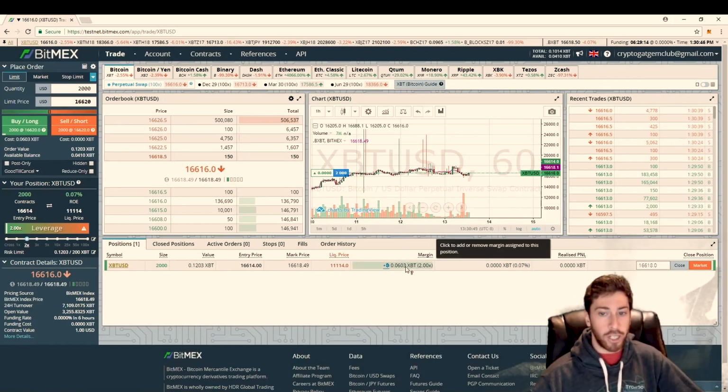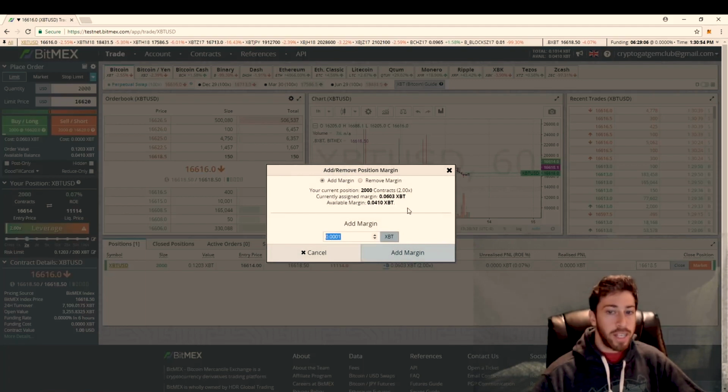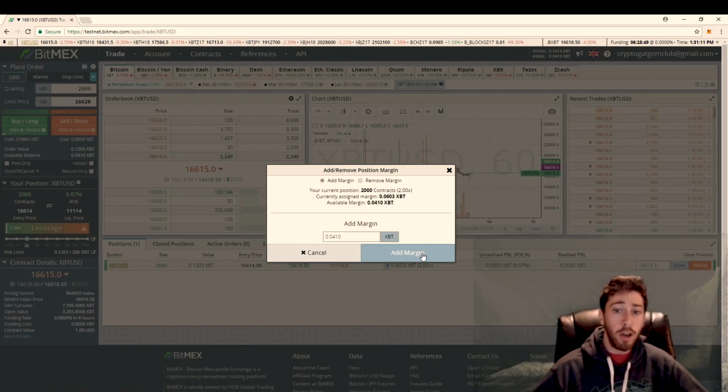So right here is the margin I was talking about, which is how much money you can lose before you're going to get liquidated. So if you click on this, you can actually increase your margin. I have 0.04 more Bitcoin in my account that's available because I put 0.06 into the trade. So I can actually increase my margin by 0.041 to lower the liquidation price. If I'm trading at a higher leverage, this would give me more leeway before I get liquidated. So the price could fluctuate more before I got liquidated.